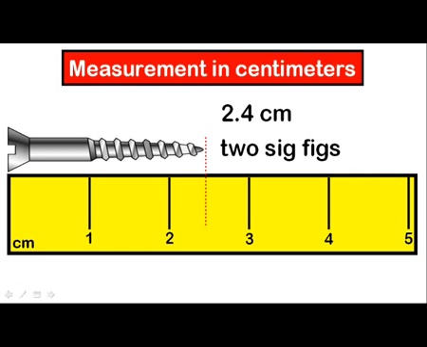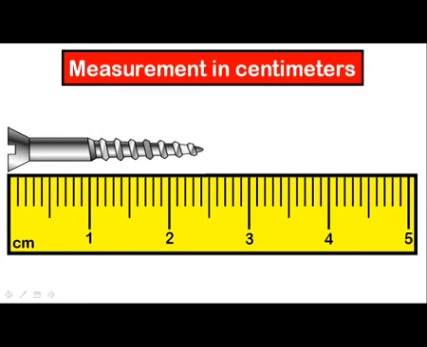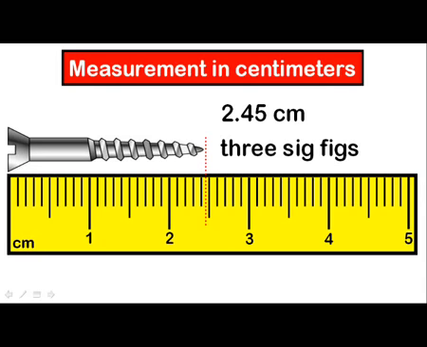Let's take a look at the same object but measured on a more precise ruler and see what happens to the number of sig figs. Now this object would be measured as somewhere between 2.4 centimeters and 2.5 centimeters. So by adding the estimated digit out to the 100th place, we might get a length of 2.45 centimeters. This measurement is more precise and has 3 sig figs.